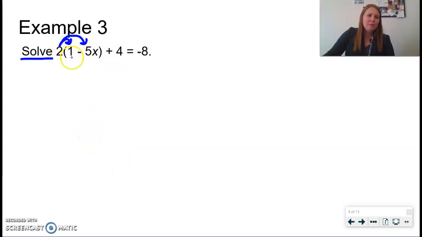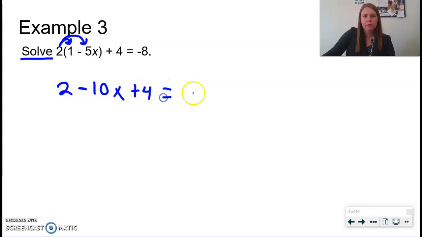So I'm going to distribute the 2 to the 1. 2 times 1 is 2. Then I'm going to distribute the 2 to this 5x. And there's an operation of a subtraction in the middle, so that's going to stay. 2 times 5x, well, all that does is multiply that coefficient. So 2 times 5 is 10, and I still have the x. And then I still have this plus 4 on this side, and then I have an equal negative 8. I always suggest writing out your equations again. Don't just necessarily start with how they wrote it. Rewrite it out so that you can show that work.